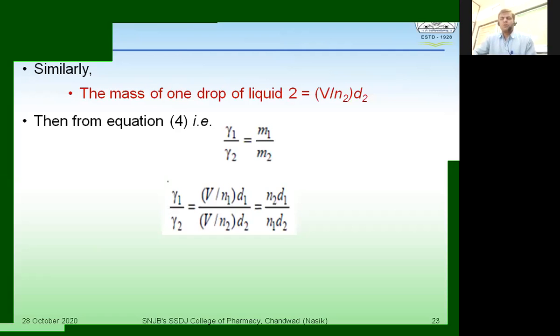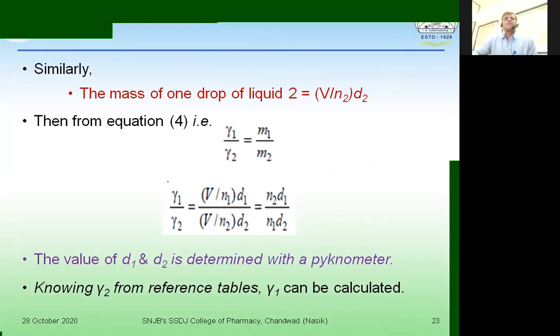Most of the time, the reference liquid used for determination of surface and interfacial tension is water. And for water, the values of surface tension at different temperatures are documented. So you can take the value of surface tension according to the room temperature, put it into the equation, determine the density of the reference as well as the experimental liquid, and count the number of drops of the reference as well as the experimental liquid. Put the values into the equation and you can directly calculate the surface tension.